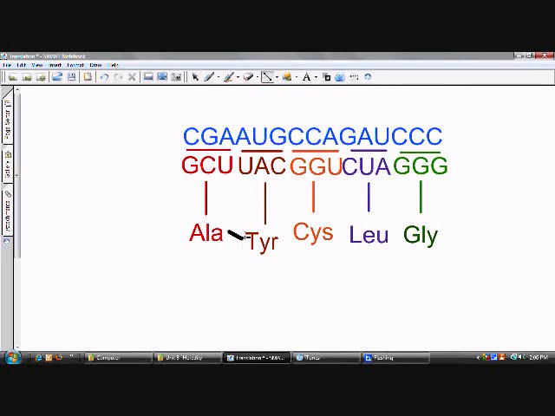And what's going to happen then is that all of these guys are actually going to be hooked together with bonds like that, which then forms a big protein whose sequence is alanine, tyrosine, cysteine, leucine, and glycine. And this goes on and on for quite a while.